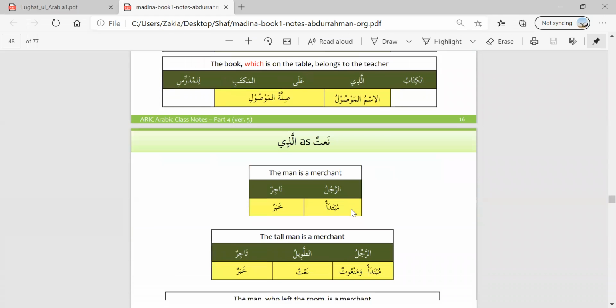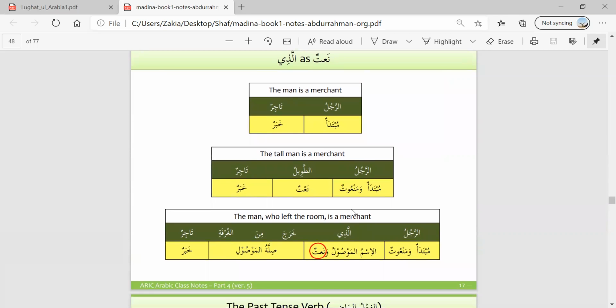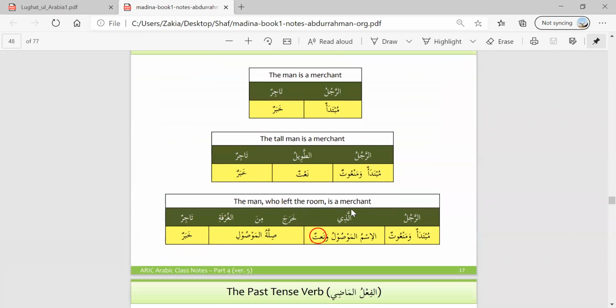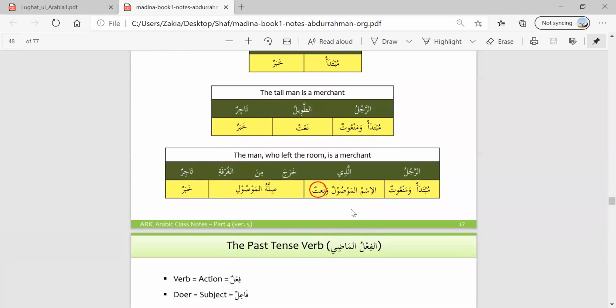Nat: alladhi acting as a nat, and the man is a merchant. Okay, الرجل تاجر, mubtada khabar. The tall man is a merchant. مبتدأ ومنعوت، نعت، خبر. الرجل الطويل تاجر. So here again it's a subject, mubtada, but it's man'utun because there's a nat after it that's qualifying it, and then you have the khabar, the information, which is tajirun.